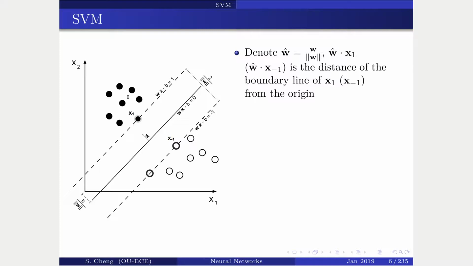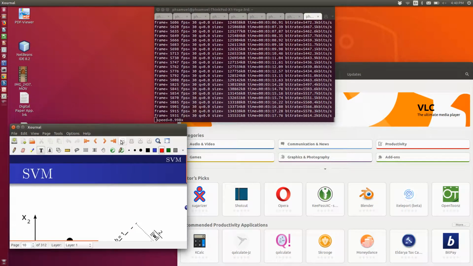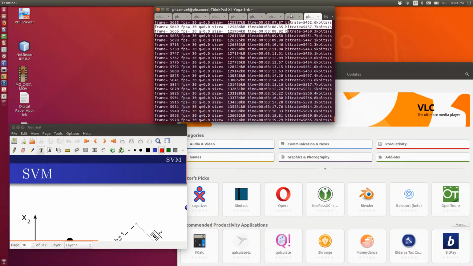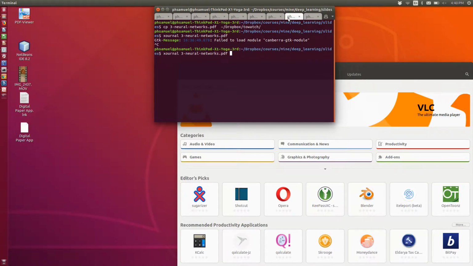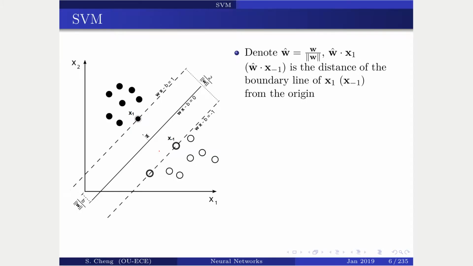Support vector machine. Of course, SVM stands for... I don't have support vector machine here. Support vector machine, right? Oops. Oh, this is getting funny. Let me restart again. So this is a support vector machine, right? The really famous support vector machine.